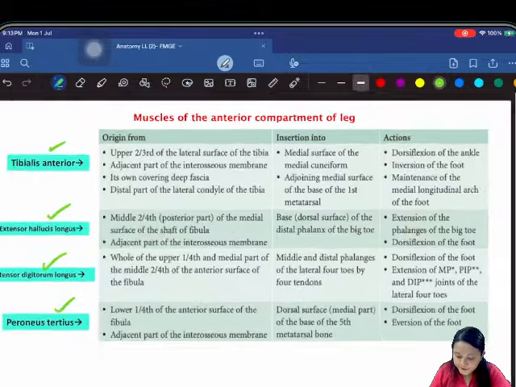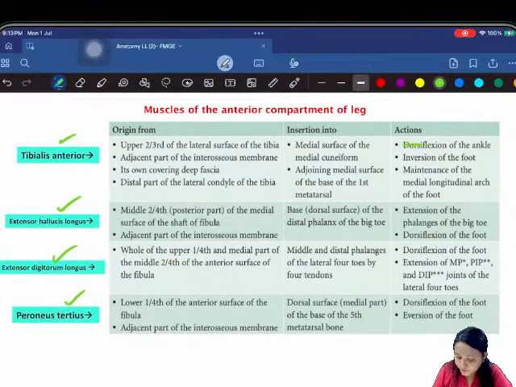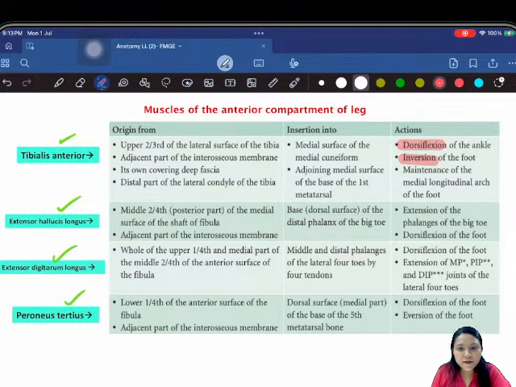And you know that mostly the tibialis anterior's main function is dorsiflexion of the ankle and inversion of the foot. Okay? It also maintains the arches. Extensor hallucis, as in the name, will help in extension, and it is also a dorsiflexor of the foot. And extensor digitorum also causes dorsiflexion, and peroneus tertius also causes dorsiflexion. Also it helps in eversion of the foot as well.